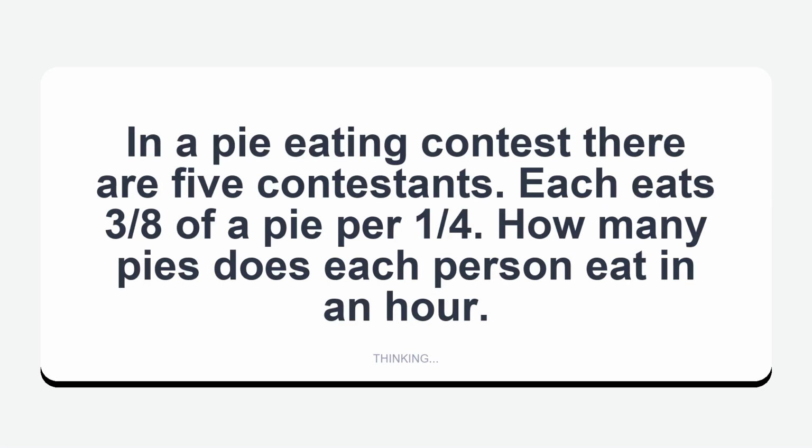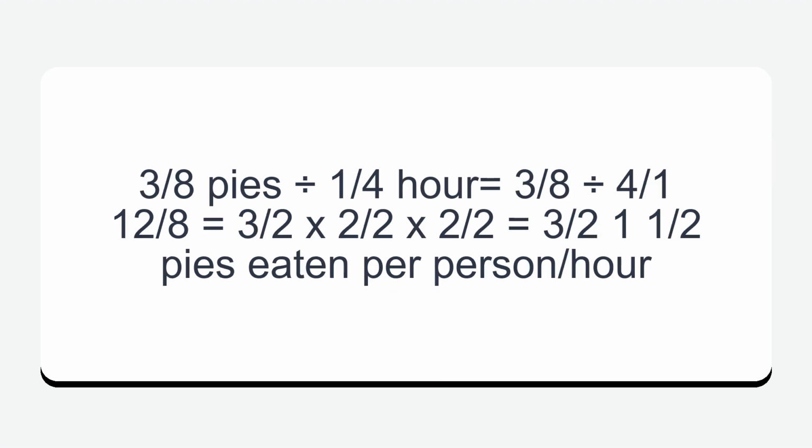In a pie eating contest there are 5 contestants. Each eats 3/8 of a pie per 1/4 hour. How many pies does each person eat in an hour? 3/8 pies divided by 1/4 hour equals 3/8 x 4/1 equals 12/8 equals 3/2. 1.5 pies eaten per person per hour.